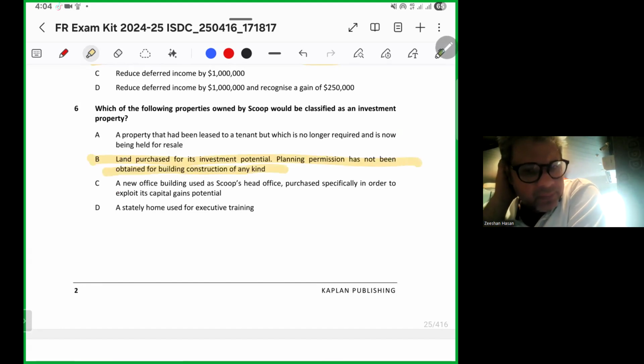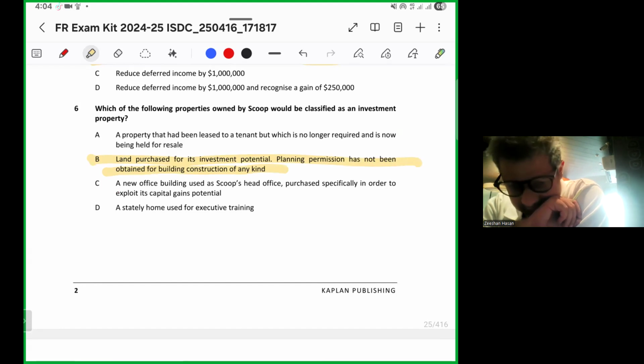A asset would be classified as non-current asset held for sale under IFRS 5, held for sale and discontinued operation. C and D would both be classified as property, plant, and equipment as per IAS 16.